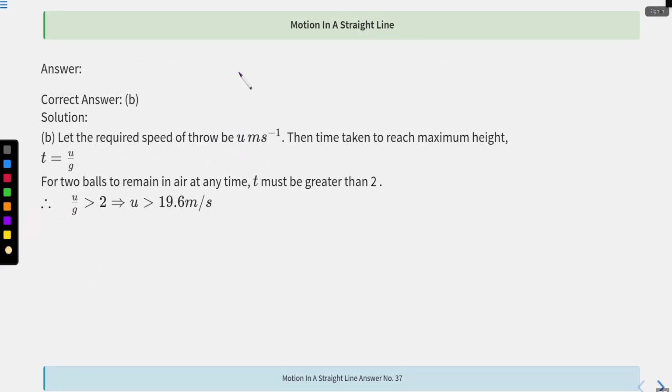So let the speed be u. Okay, so what will be the maximum height? t is equal to u by g. Everybody knows that this is the time to the maximum height. Correct? See, what is the total time to come up and down? That is 2u by g, right? Why is it 2u by g? Because first it will go up, then it will come down. So 2 times u by g, right? So to attain the maximum height, it will be u by g, correct?